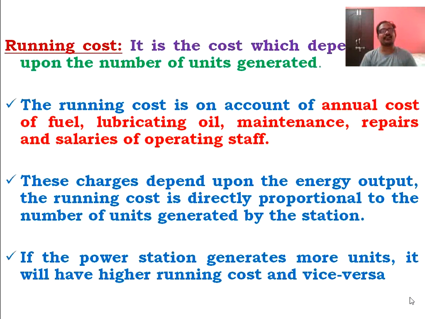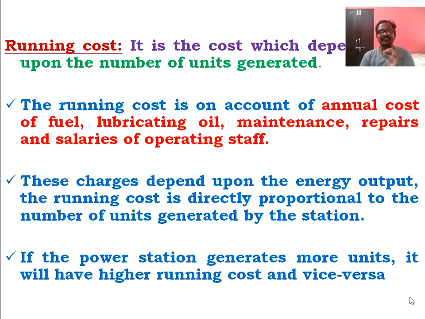Last one is running cost. It is a cost which depends only on the number of units generated. So this cost includes annual cost of fuel. Fuel means if it is a thermal power plant, coal; if it is a nuclear power plant, uranium; if it is a diesel power plant, diesel; if it is a gas power plant, gas. Lubricating oil, maintenance, repairs, and salaries of operating staff.